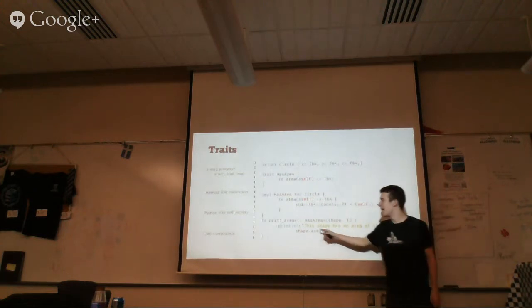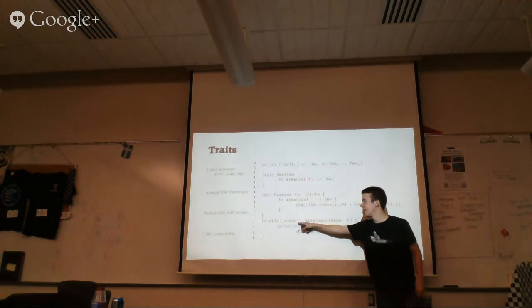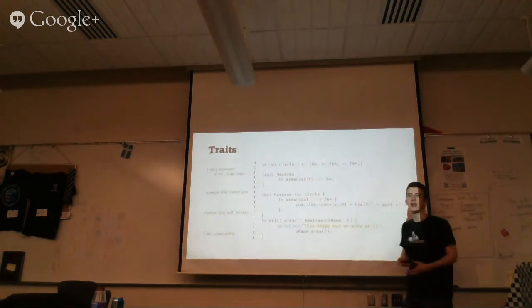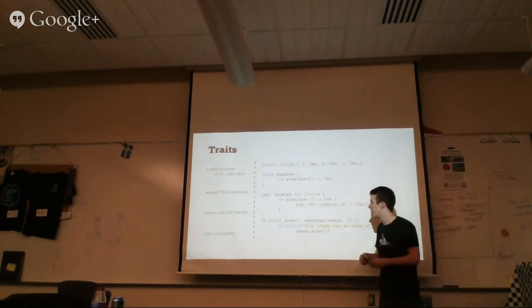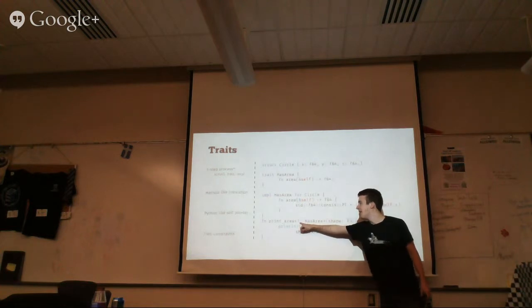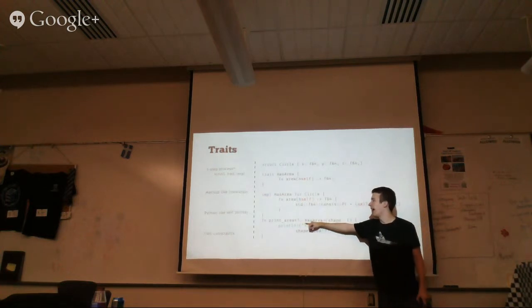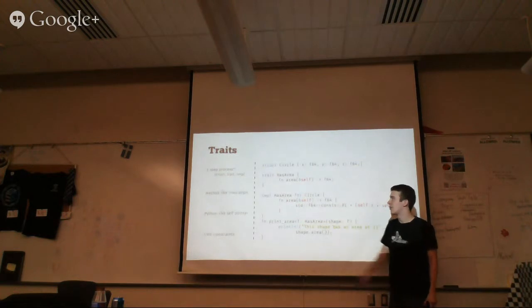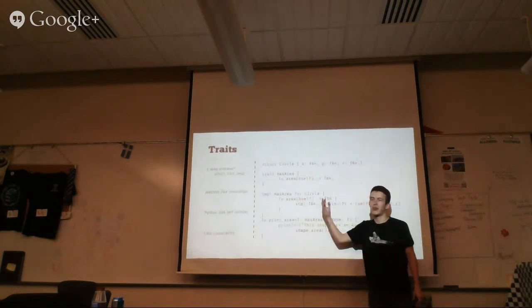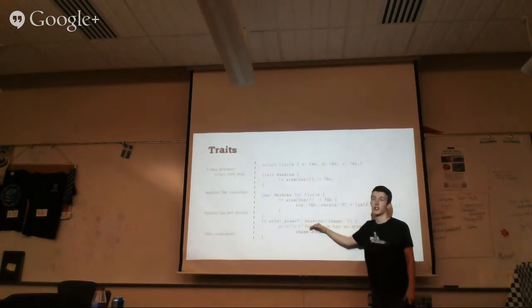So now down here, we have a function for print area that can take in, this is the generic syntax. It's similar to what you've seen in Java and C++, where I take in a type T. That T has to implement has area. So traits aren't types, but they're allowed to be used as type restrictions.